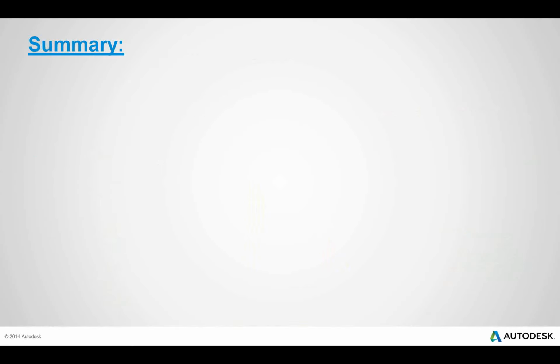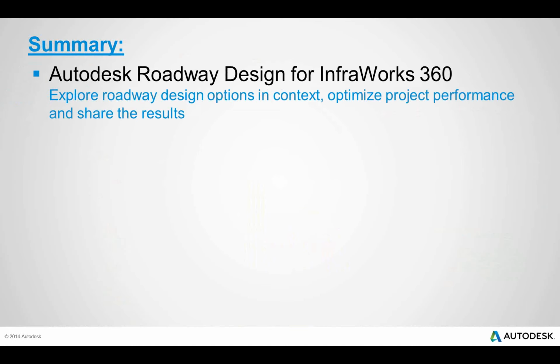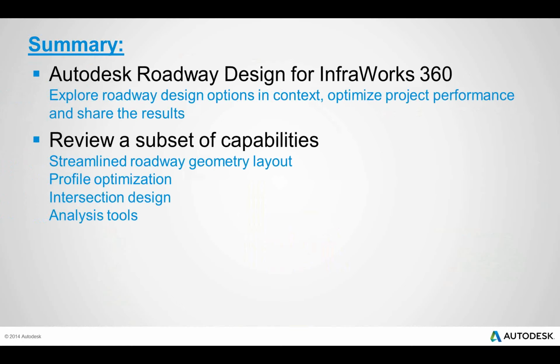So, in summary, what is Autodesk Roadway Design for InfoWorks 360? Well, essentially, it's a software solution that is going to help transportation professionals effectively explore their preliminary roadway design options in context. It should optimize your project performance, and you're also able to share those results. So during this webinar, we streamlined the layout of a roadway geometry. And then once that geometry was created, we leveraged the grips or other intuitive tools to update the geometry and see the results in real time.